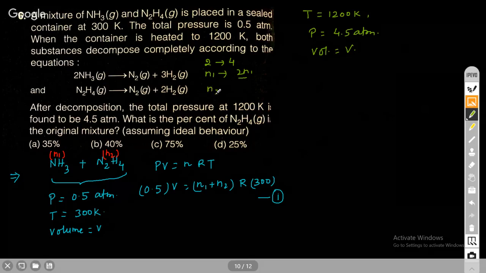So N2 moles gives what? 1 gives 3. So N2 gives 3 N2. Is it clear? This step. So here if I write down the total number of moles, N is equal to 2N1 plus 3N2. Is it clear? Till here, tell me. Is it clear now? Yes, guys, tell me.